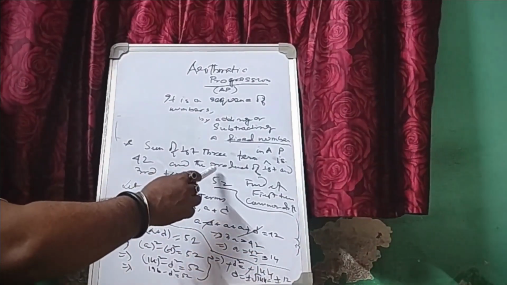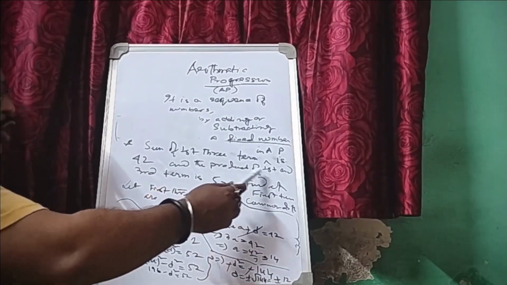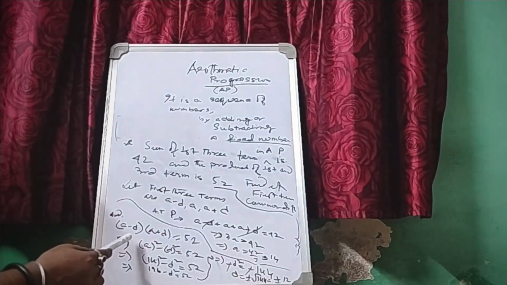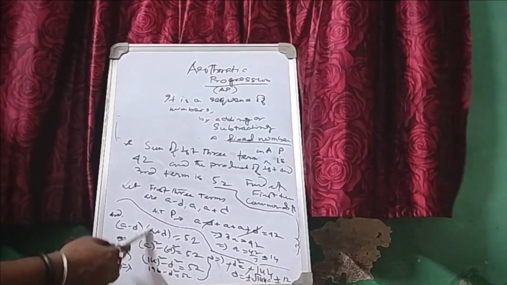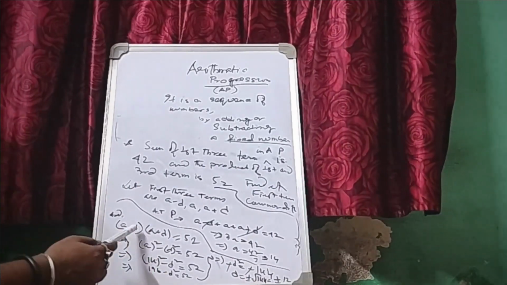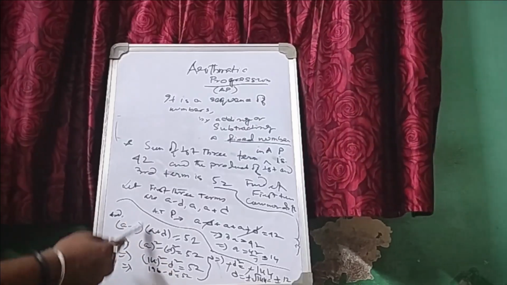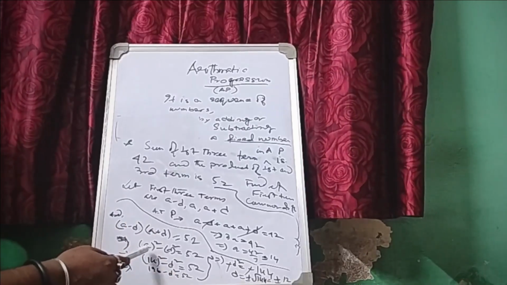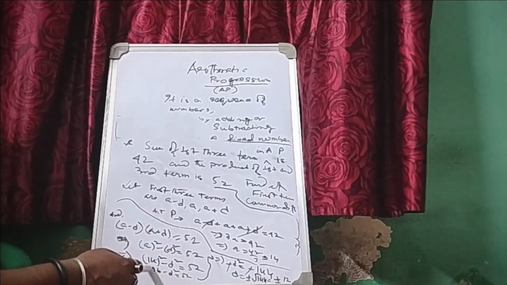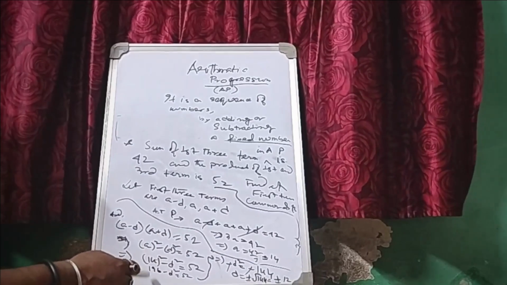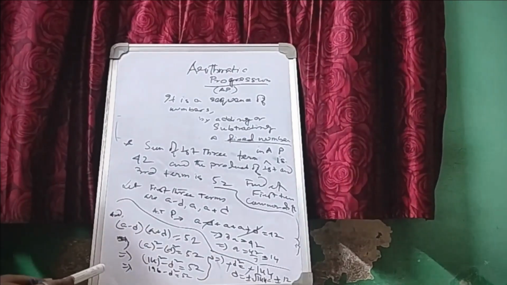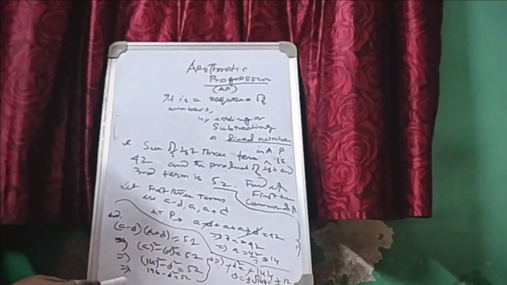After that, the condition was the product of the first and third term. I have put in the first and third term. Product means multiplication. I have already said if there is no sign between two brackets, it will be treated as multiplication. So (a minus d)(a plus d) is a square minus d square. Putting the value of a, we can easily find out the value of d.